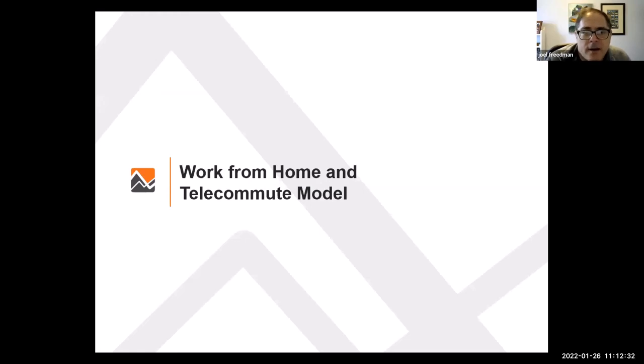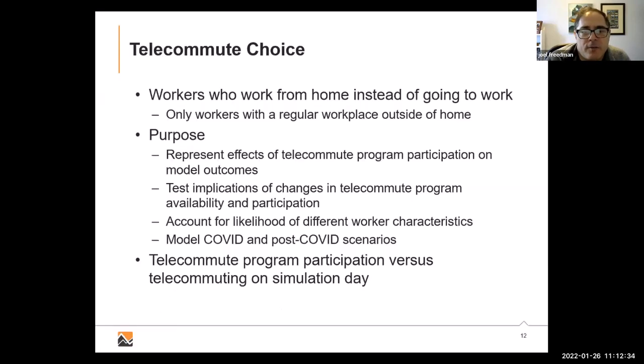Moving on, we developed a work from home and telecommute model. This telecommute choice model was actually estimated from SANDAG data, which was pre-COVID, but it could be calibrated to post-COVID conditions.